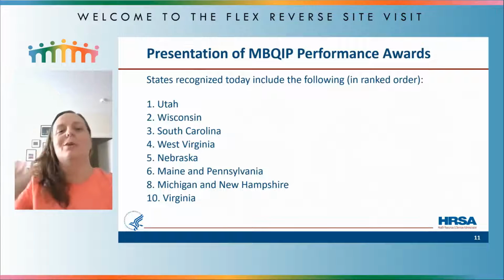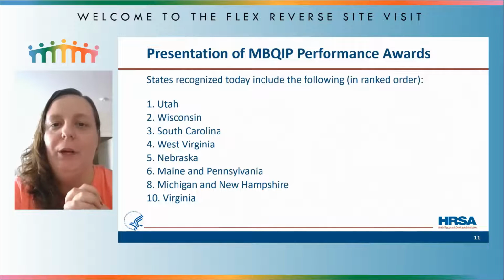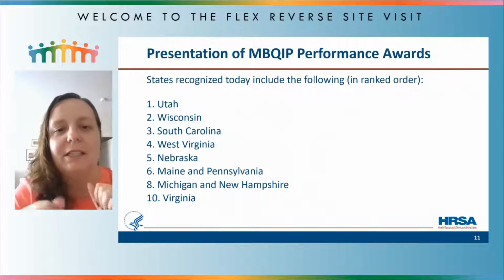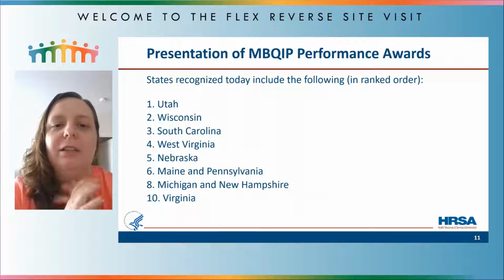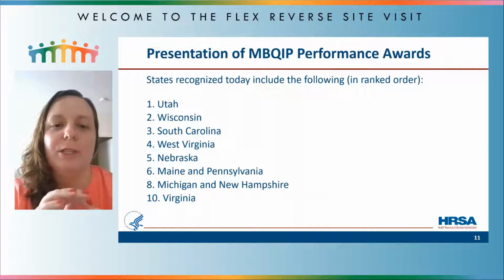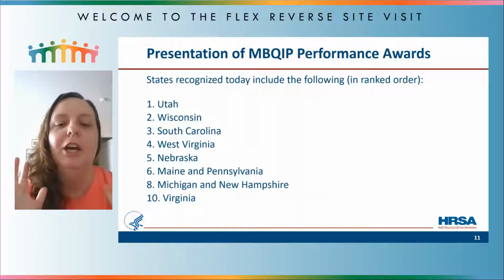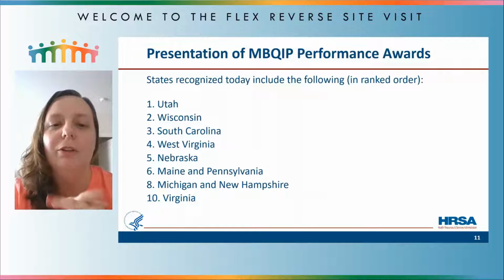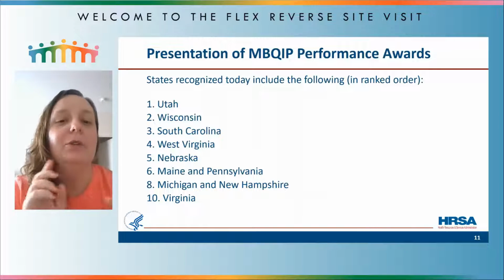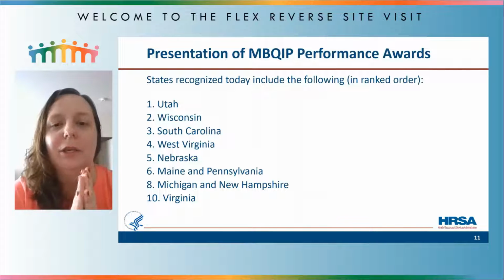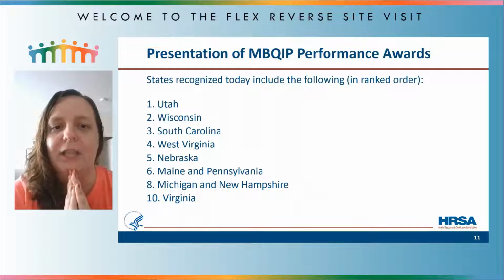All right. So our top 10 this year with our MBQIP Performance Awards, you can see this is the rank order. So we do have some ties, but we've got Utah, Wisconsin, South Carolina, West Virginia, Nebraska, Maine, Pennsylvania, Michigan, New Hampshire, and Virginia. Major shout out to all of those state flex coordinators. And I know you've got quality folks that work in your office. Your SOAR directors are helping you out. It's a huge partnership, and we thank you so much for everything you've done.